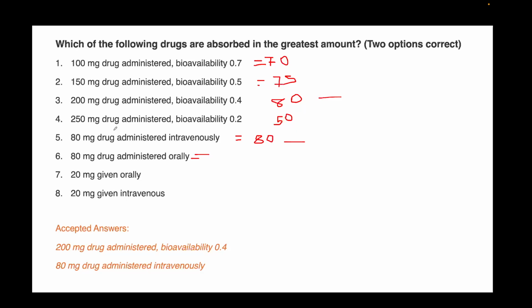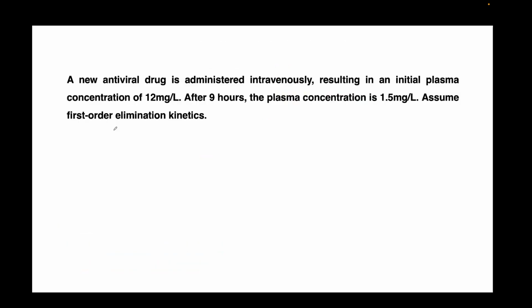Okay, moving on to the next question. A new antiviral drug is administered intravenously, resulting in an initial plasma concentration of 12 mg per liter. After 9 hours, the plasma concentration is 1.5 mg per liter. Assume first order elimination kinetics and calculate the half life of the drug.